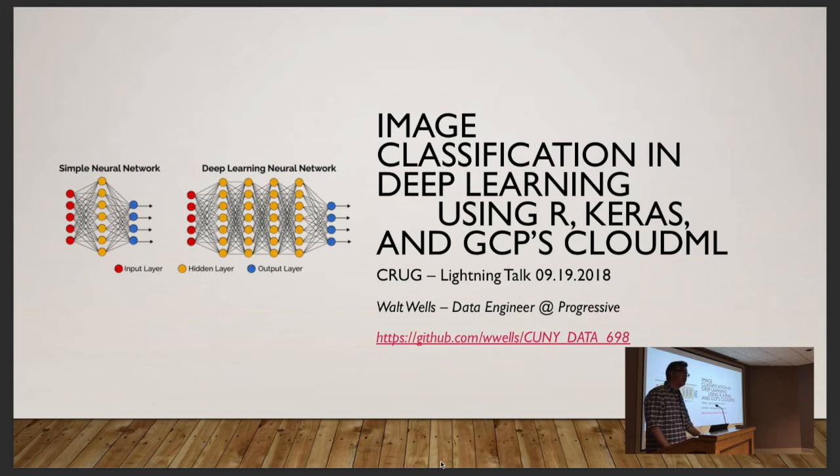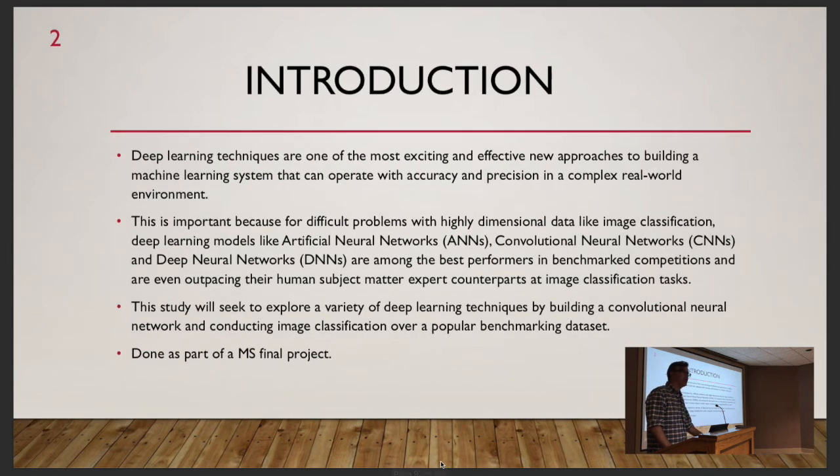So this is image classification, deep learning using R, Keras, TensorFlow, and GCP. Deep learning is a great way to deal with highly dimensional data. What I tried to do here was actually build a convolutional neural net using all of those above tools. We'll explore the tools a little bit.